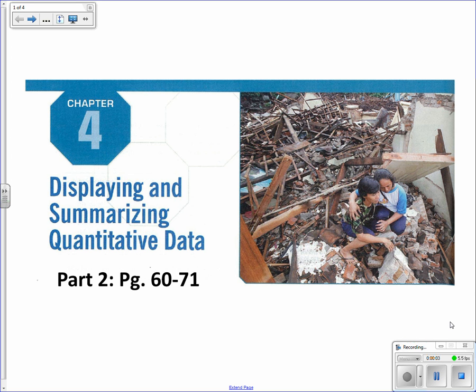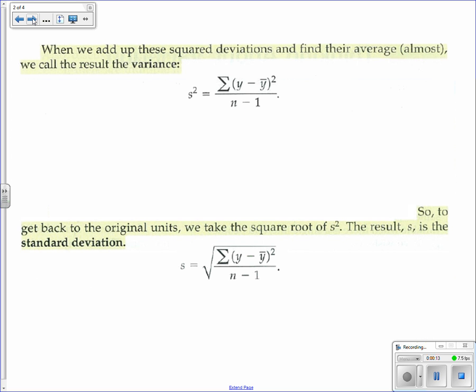This is the second reading podcast for Chapter 4, and we left off talking about ways of measuring the amount of variation in a data set. Now, one very powerful tool we can use is called the variance.